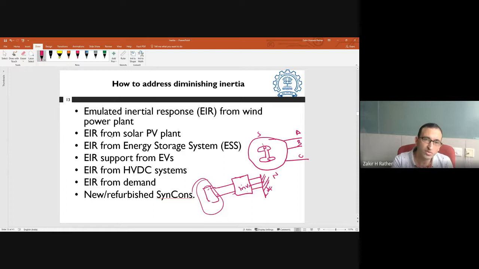So therefore, the concept of what we call emulated inertial response, sometimes synthetic inertial response, sometimes virtual inertia, various names. We can later discuss what the different terminology means. Basically, emulated inertial response, similar to synchronous machines, can be extracted from wind power plants, and to some extent it can address the issue of diminishing inertia. Similarly, emulated inertial response or virtual inertia from solar PV plants, we'll talk about it. Solar PV plants can also provide inertial response, both with storage and without storage. Emulated inertial response from battery energy storage systems is another possibility, as are EVs and others. But let us restrict today's discussion to wind and solar PV systems, or potentially battery also.